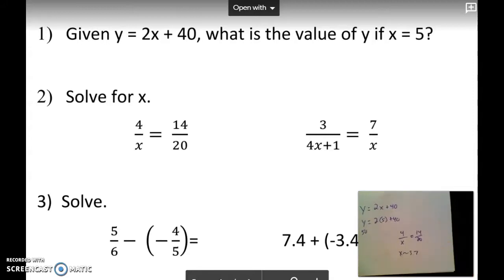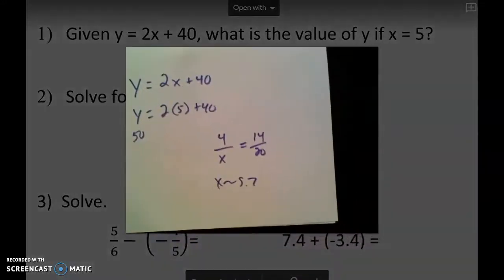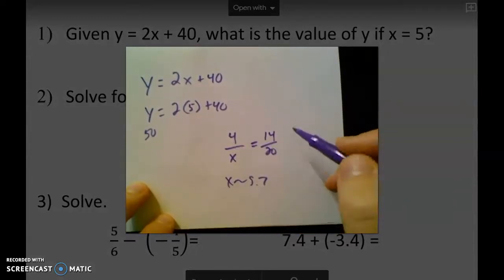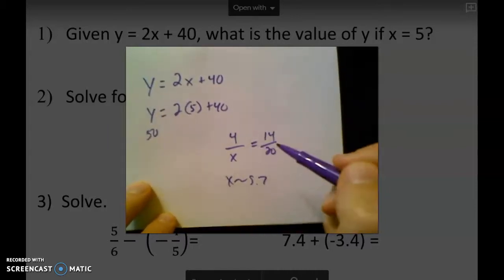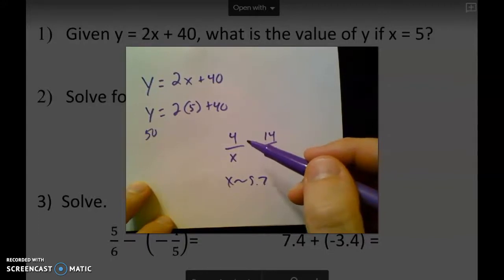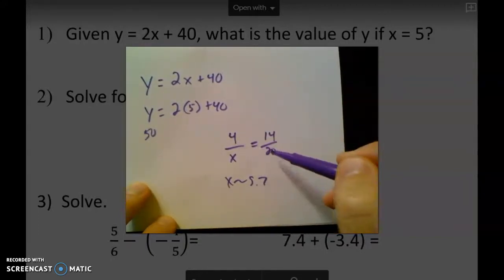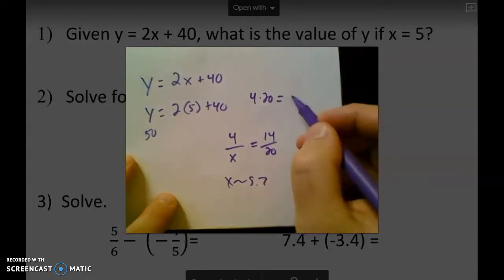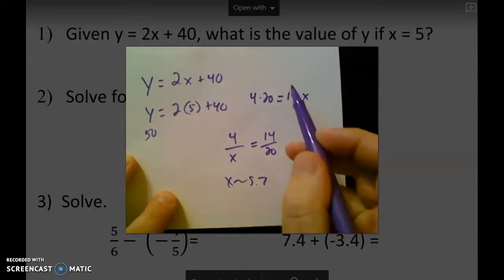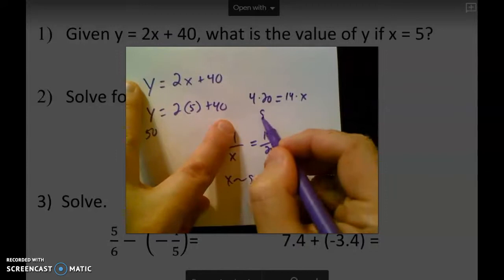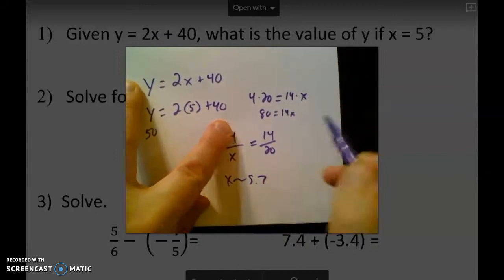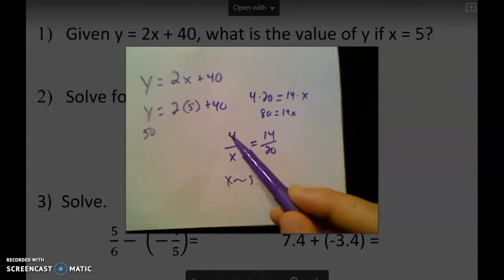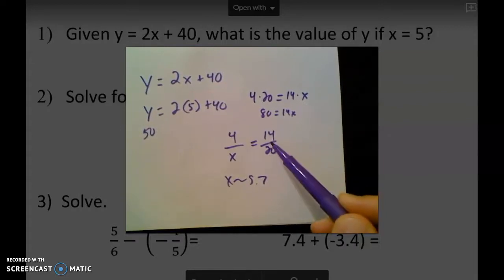But the reason that works is a property of equivalent fractions. So the fraction over on this side has to be the same value as this, hence the equal sign. So if I were to do what's called a cross product, as in 4 times 20, that's going to equal this cross product, which is 14 times x. So now I write this a slightly different way, as in 4 times 20 is 80. 14 times x is 14x, and then to solve for x, I would just divide both sides by 14, which is the same thing I just did. I took 80 divided by 14.